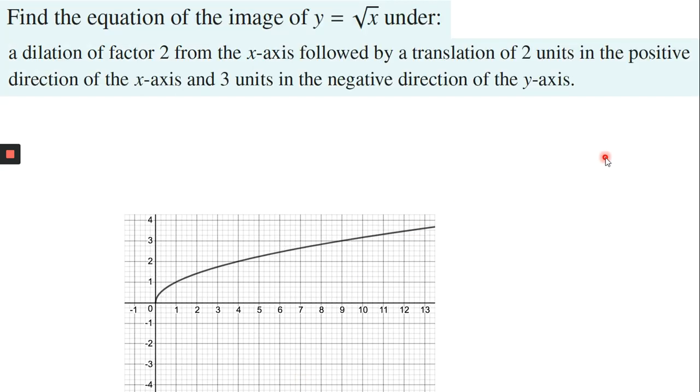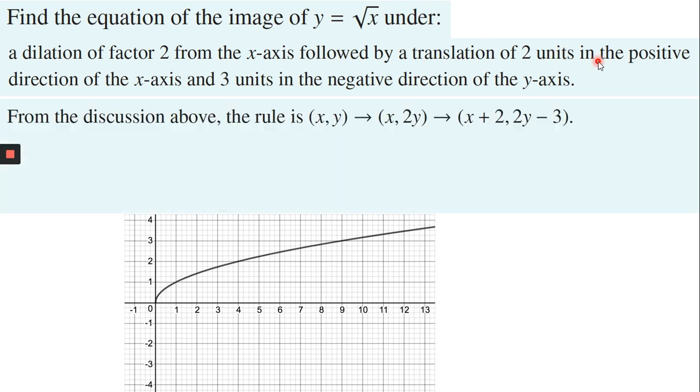Let's look at an example. Find the equation of the image of y equals root x. Now I've drawn y equals root x here just to help us with our visual. This is just the language they use, so find the equation of the image under a dilation factor of 2. Let's do it in the right order. Dilation factor of 2 from the x-axis, followed by a translation of 2 units in the positive direction of the x-axis and 3 units in the negative direction of the y-axis.